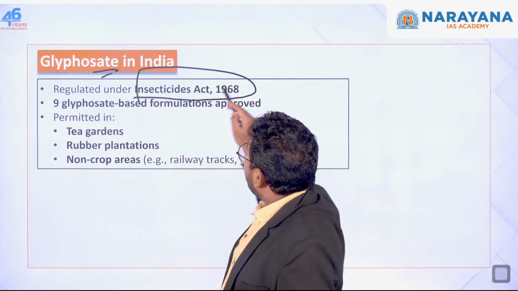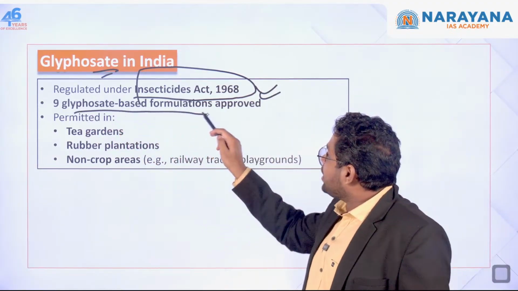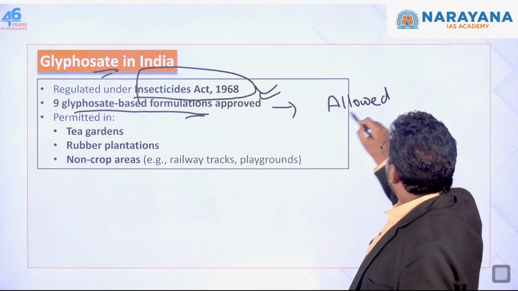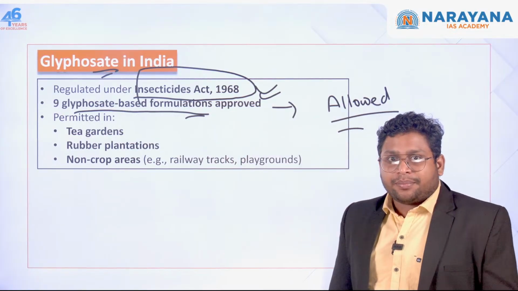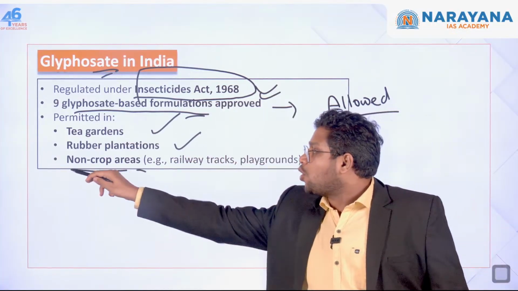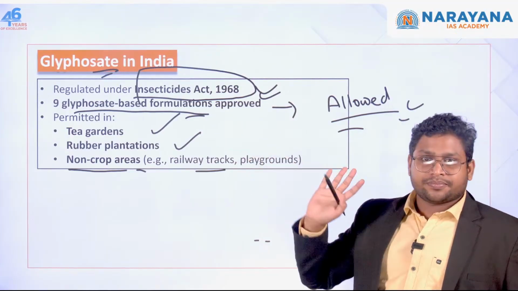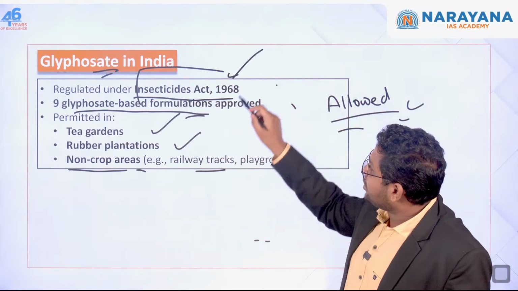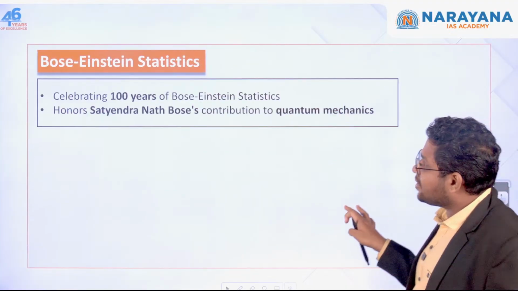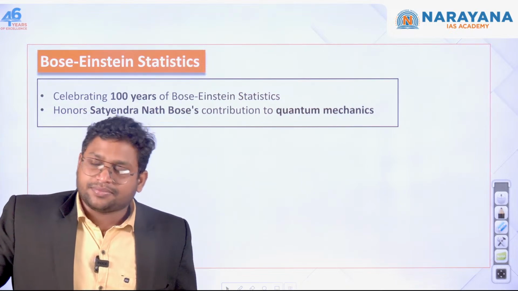Insecticides Act 1968. Now there are 9 glyphosate-based formulations which are approved and allowed in India, but they are permitted in just a few areas. For example, in tea gardens, in rubber plantations, and non-crop areas like railway tracks and playgrounds. If you're using it there, it is allowed in India. Try to remember this Act, and where exactly it is allowed. Not allowed in agriculture, obviously. That's all about glyphosate. Very easy? Yes, very easy.